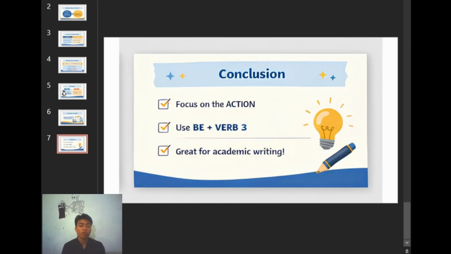And then for conclusions, passive voice focuses on the actions, not the persons. Always remember the formula: be plus verb 3, or past participle. The passive voice is very useful, especially for academic and formal writing.